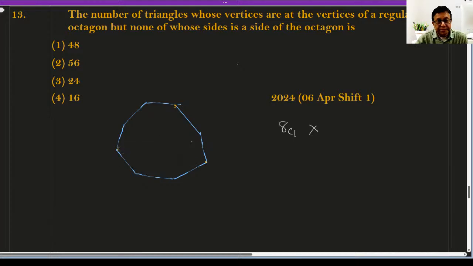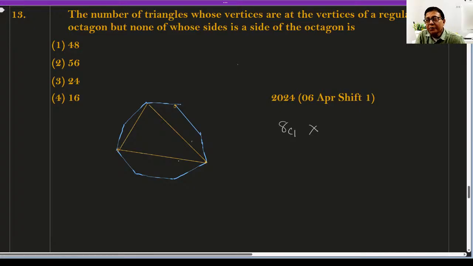Just a minute. No side will be common. Achha, this one is good, isn't it?